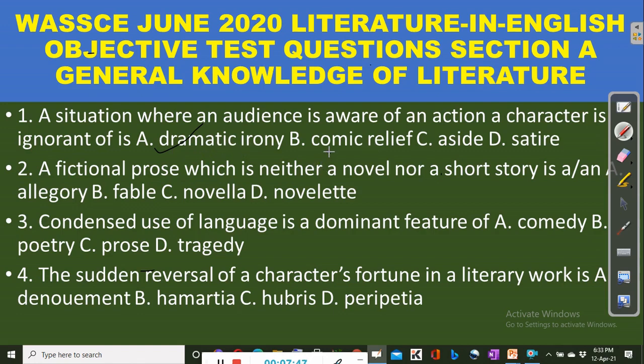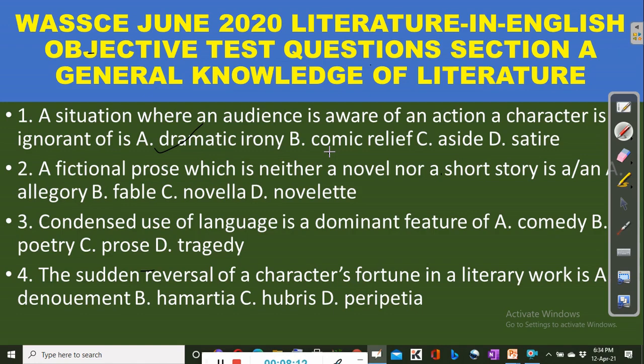Now, comic relief is when a kind of episode is injected or introduced into a tragic play or story to douse tension.